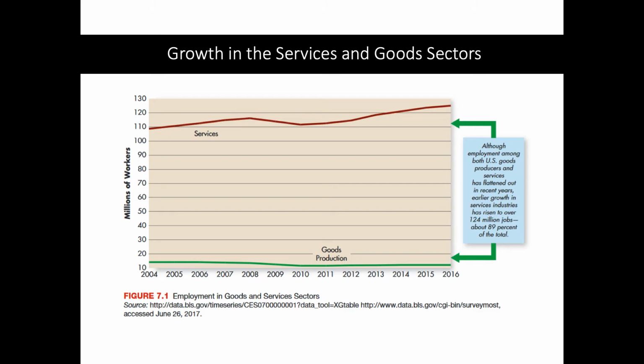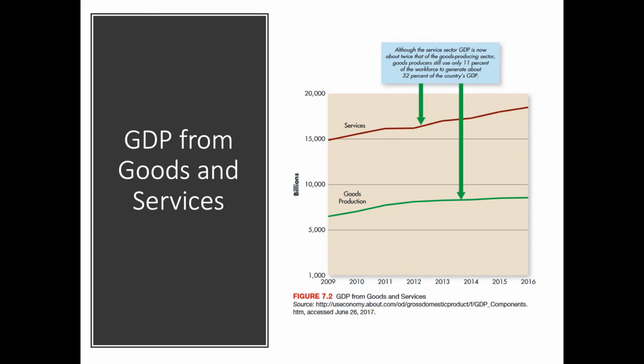Now, that's just simply in terms of employment. When we look at contribution to gross domestic product, it's a little bit of a different story. Certainly, services contribute more in terms of billions of dollars towards the value of gross domestic product versus the production of goods. You see the two lines on figure 7.2 reproduced from your textbook. But notice the comment above in the blue. Although the service sector GDP is now about twice that of the goods producing sector, goods producers only use 11% of the workforce to generate about a third of the country's GDP.